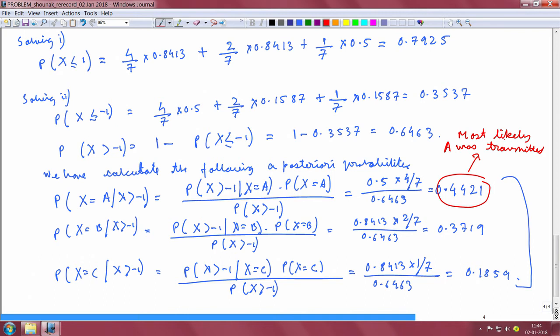This particular process of decision making is called maximum a posteriori probability decision making. This is very important in coding theory or wherever a transmission is involved.